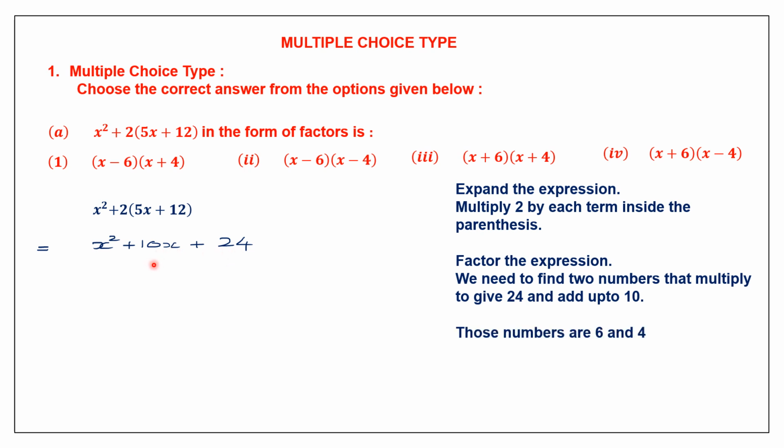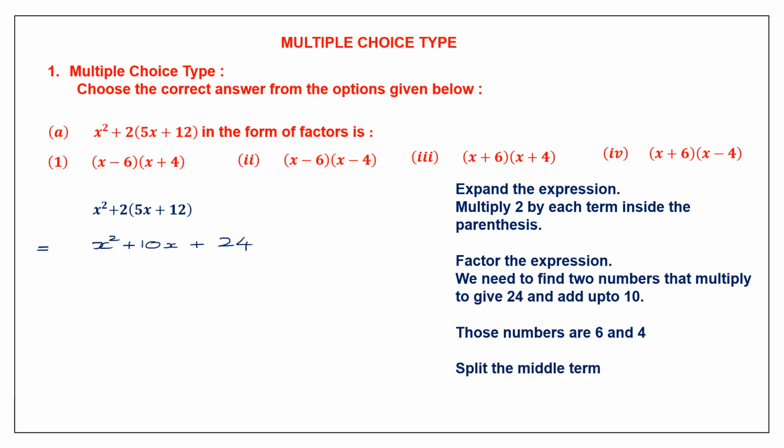Now, what are those two numbers? Those two numbers are 6 and 4. Now, how do we know that? Remember when we multiply, 6 into 4 is 24. That's right. So, 6 and 4 will be correct. And we need to get 10 when we add it up. So, 6 plus 4 is equal to 10. So can you see we can use 6 and 4 as those two numbers that multiply to give us 24 and add to give us 10.